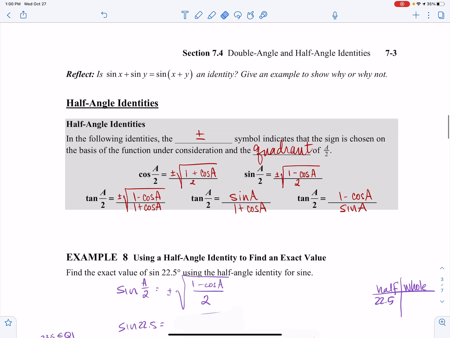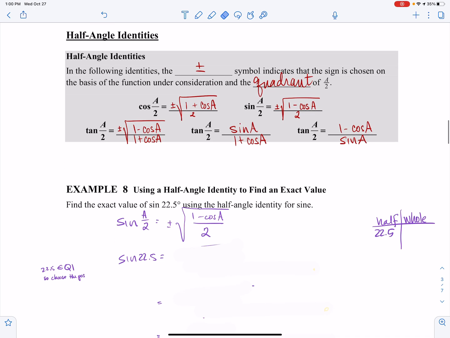So if you'll go down to where we have the half angle identities, notice I've already filled them out for you. I will make a quick note that the plus minus symbol indicates that the sign is chosen on the basis of the function itself and on the consideration of what quadrant my half angle lies in. You'll notice that 3 of these identities have the plus or minus, and 2 of them do not.